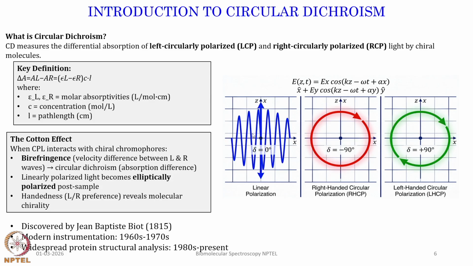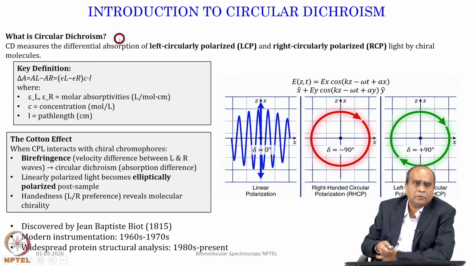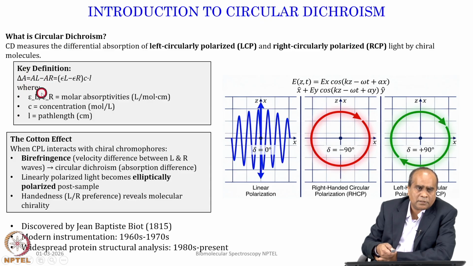So, an important technique, just to recap: we are measuring the differential absorption of left-handed and right-handed circularly polarized light by a chiral molecule, and most of the biomolecules we talked about are chiral. The key definition is that we are measuring delta A, the difference in absorption, which is absorption of left-handed minus absorption of right-handed light.